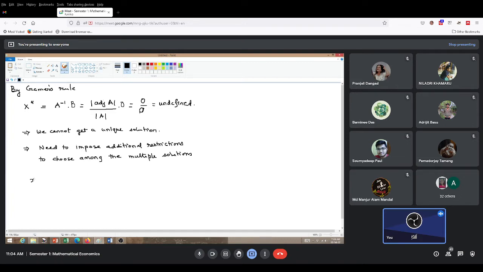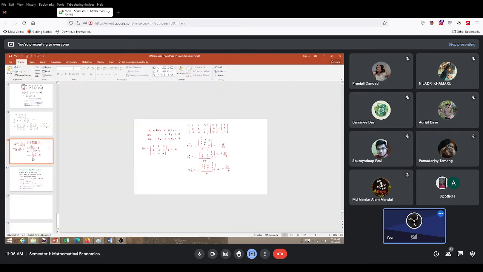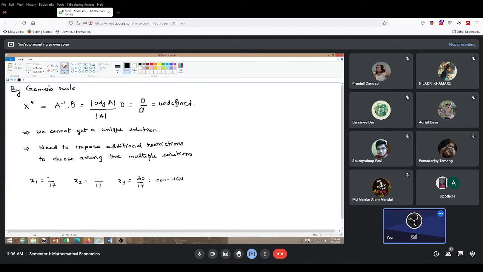See, previously what we had got was x1, in your case, what was the solution? Something by 17. X2 was something by 17. X3 was, I remember, 30 by 17. What was the solution? It was 1539. So these were the solutions that we had got in case of a non-homogeneous equation system that we had solved.